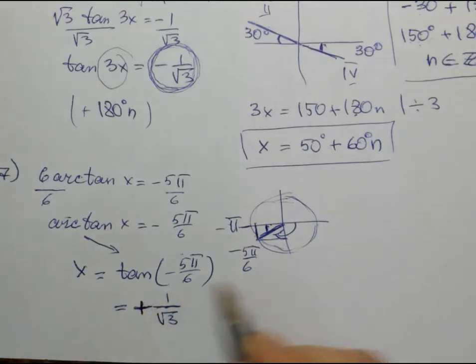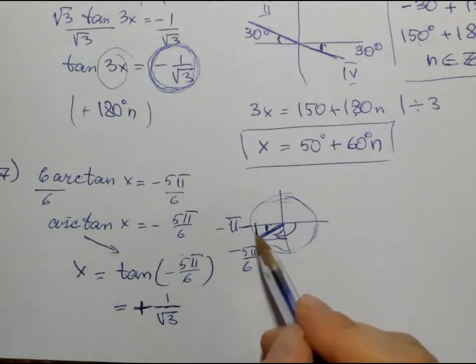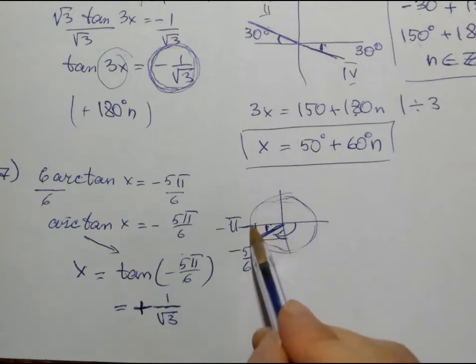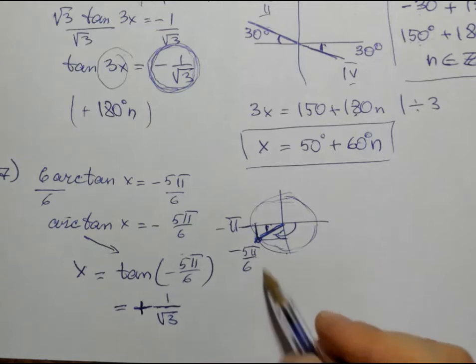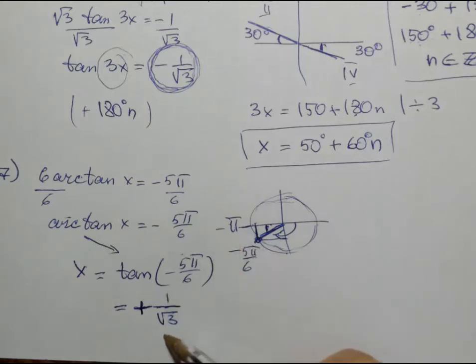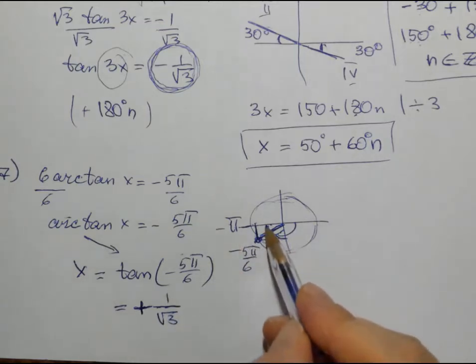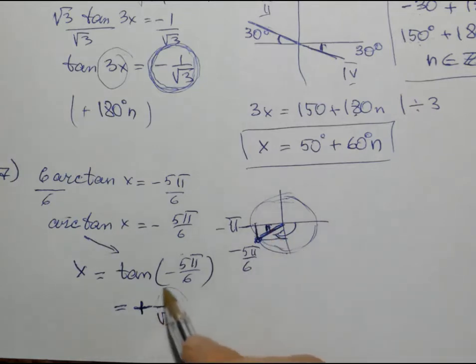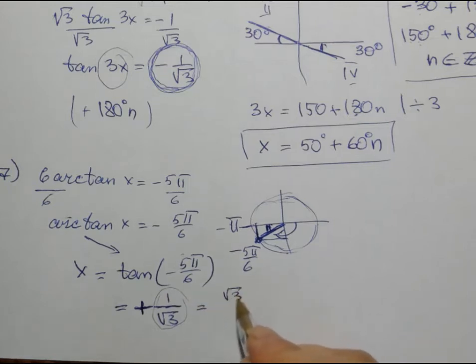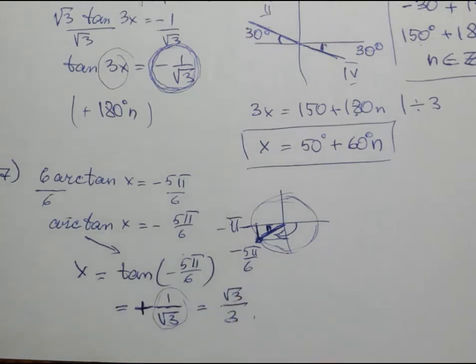In the third quadrant, tangent must be positive since the x and y coordinates of the point are both negative, so the fraction must be positive. The reference angle is pi over 6 or 30 degrees, and you know the tangent of 30 degrees is 1 over square root of 3 or square root of 3 over 3.